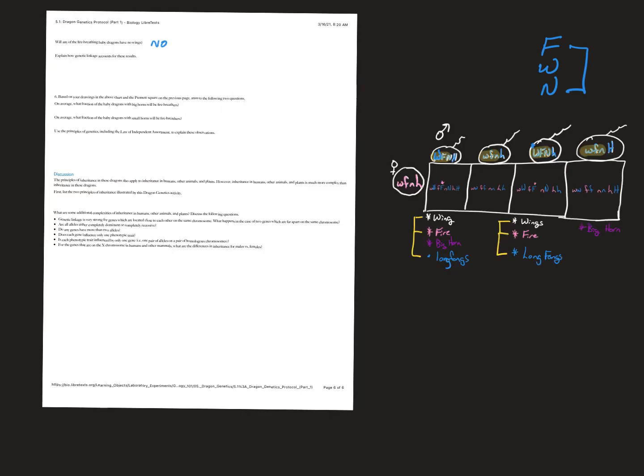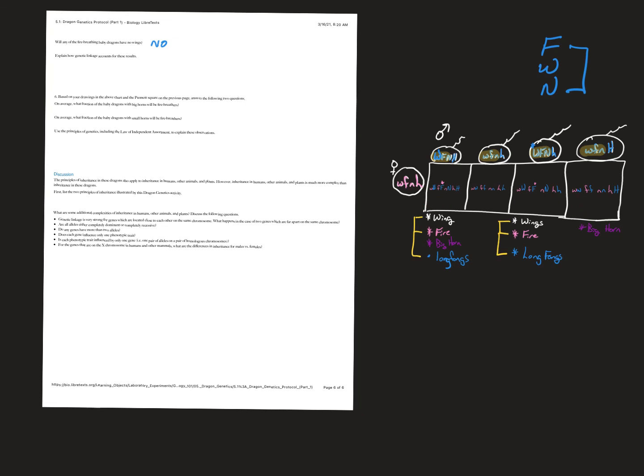So again, I'm not going to go through the drawings, but if you take a look, it says "on average." They say on average because remember, in any given set of babies you can have a repeat. If these two parents had baby dragons, they could have 100 dragons, and they could all have wings, fire-breathing, big horns, and long fangs. All 100 babies could have that. But if they had 1,000,000 babies, then it would come closer and closer to 1/4 each, right? So again, the larger your sample size, the closer you get to that predicted value, just because of randomness.